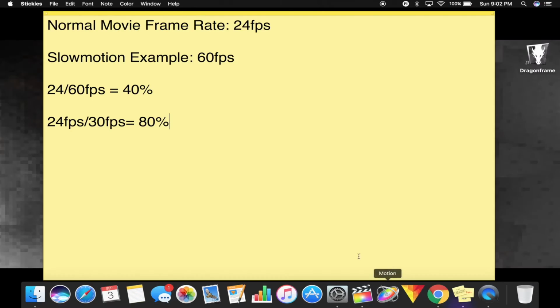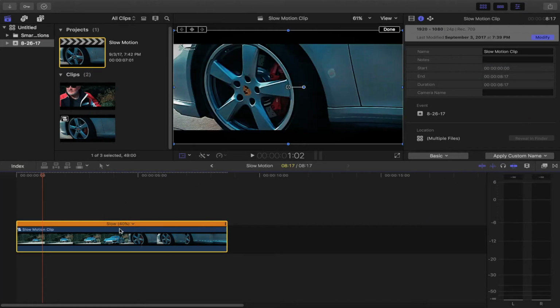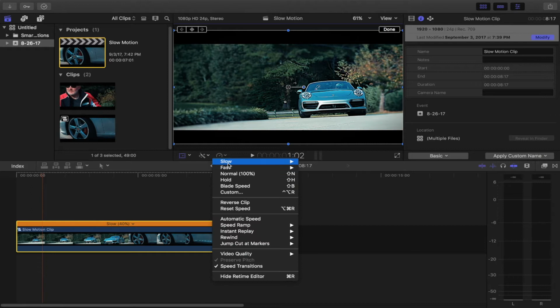Now, when I go in here and I divide, you can see that 40% would make it as if it was actually normal movie frame rate. So that makes it perfect. And if I filmed it in 30 frames per second, I could slow it down to 80%. But if I did something like 24 frames per second divided by 24 frames per second, then it would leave it at 1 or 100% speed. So I'd have to leave it there. And if I did slow it down, which you can for effect, it would be even slower.